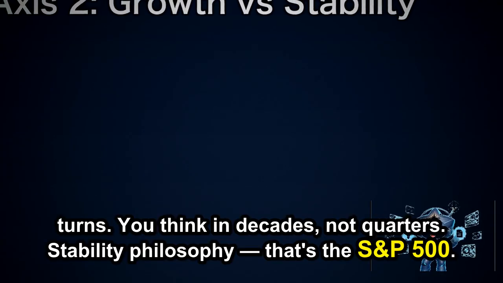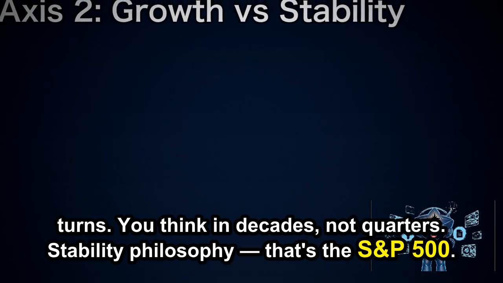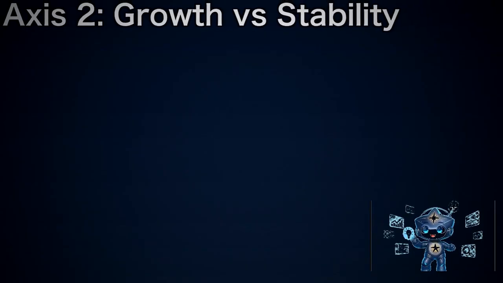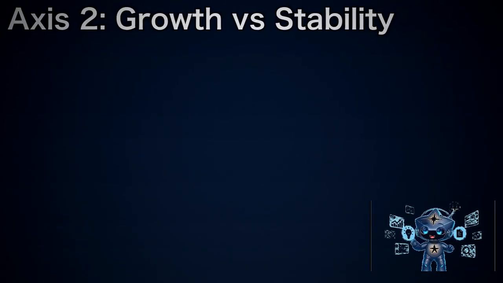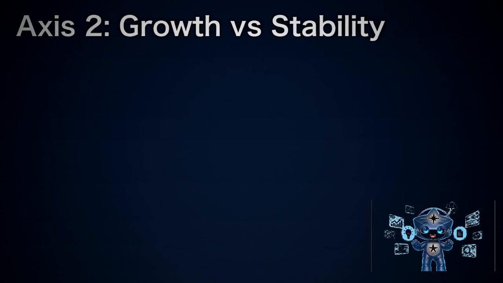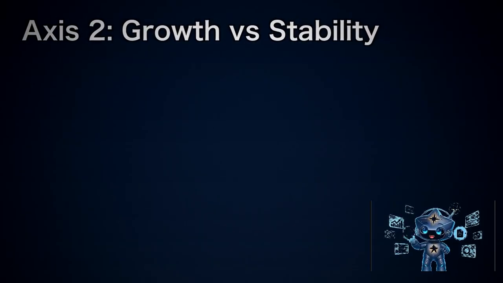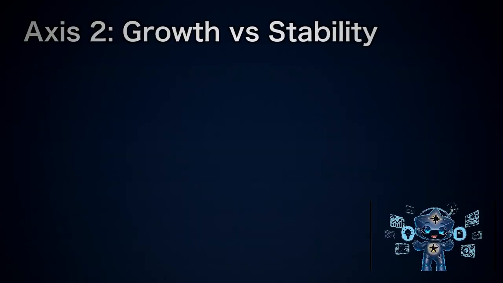Stability philosophy, that's the S&P 500. You believe sustainable businesses generate cash, pay dividends, and compound steadily over time. You want exposure to companies that have proven business models, not experimental bets. You prefer predictable earnings growth over moonshot potential. You're not trying to get rich quick. You're trying to build wealth that doesn't evaporate in downturns.